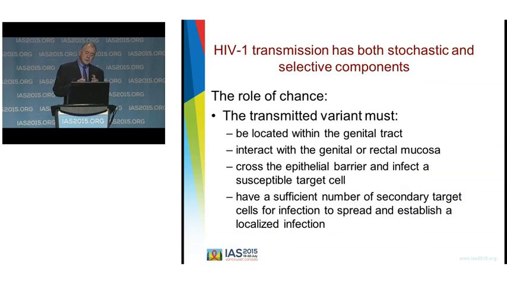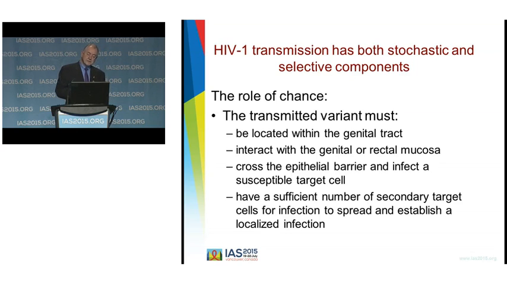Transmission involves both stochastic and selective components. Obviously, chance has to play a big role. The transmitted variant has to find itself in the genital tract for sexual transmission. It has to actually manage to find its way to the genital or rectal mucosa. It has to cross that epithelial barrier and find and infect a susceptible target cell.